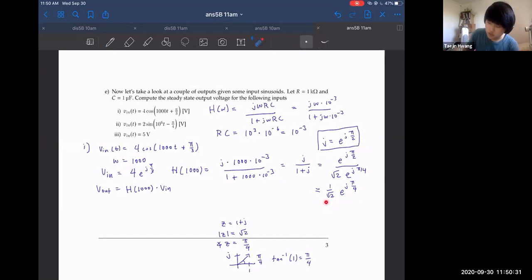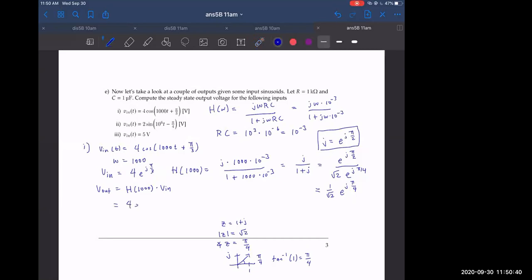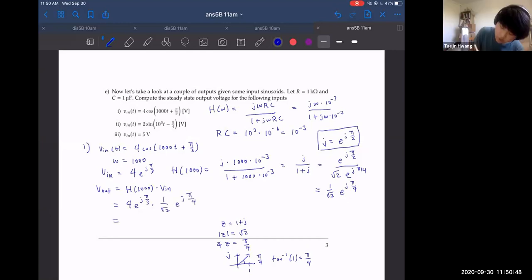And the last thing to do is just to multiply this transfer function here by this phasor here. Again, multiplying numbers in polar form is really easy compared to rectangular form, which is why we wanted to do this in the first place. So we multiply their magnitudes, which is 2 square root of 2, and then we add their phases. So we add pi over 3 and pi over 4 to get e to the j 7 pi over 12.